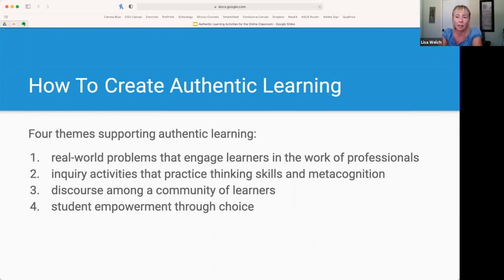It's all well and good for us to say, this is what it is, and this is why we want you to do it, but we need to give you some how. How can you do this in your classroom? What are the steps you can take to start making a goal towards having your teaching and your students' learning be that authentic experience? And what has been found through research is that there are 4 main themes that support this authentic learning.